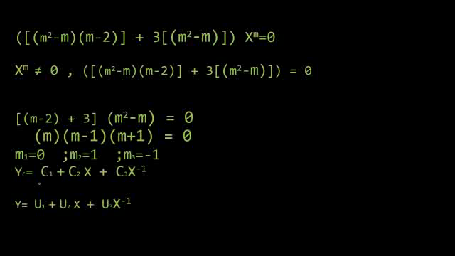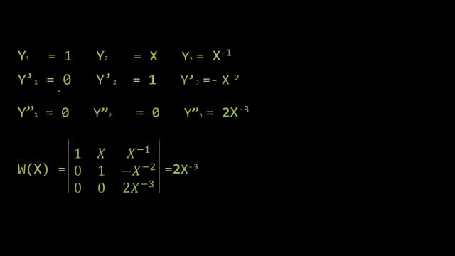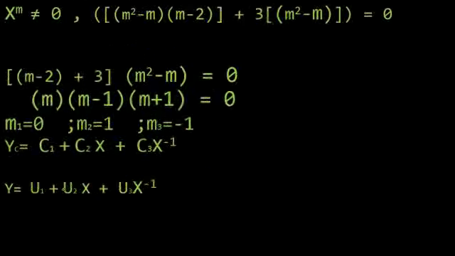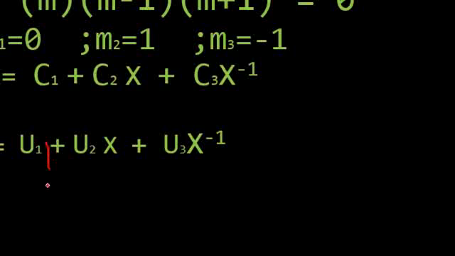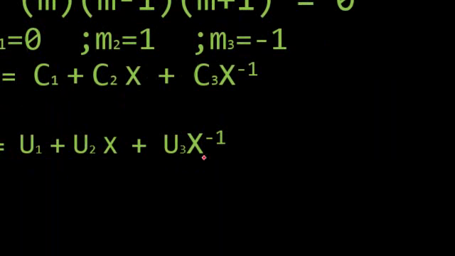So by the method of variation of parameters, we vary these constants and make them u. And our goal again is to find the values of u so that we can get the particular solution. So we need first to differentiate this. This is our y1, which is equal to 1, and our y2 is equal to x, and our y3 is equal to x to the negative 1. This is our y3.